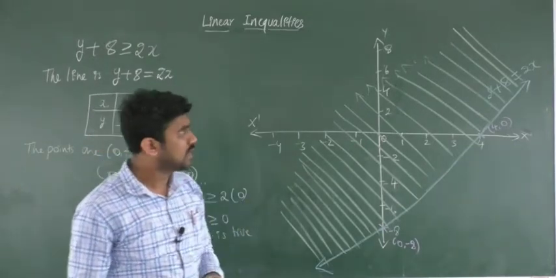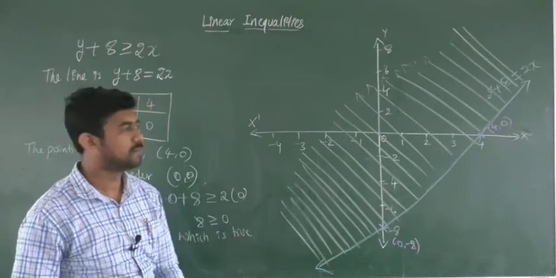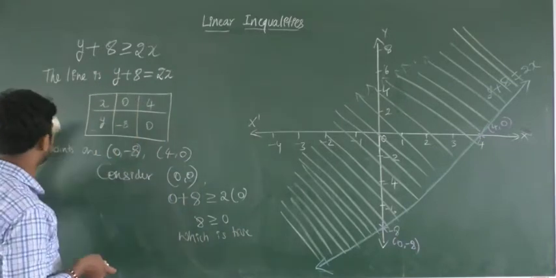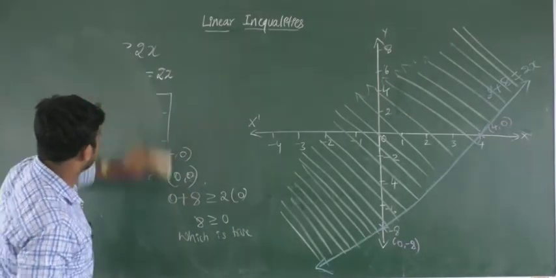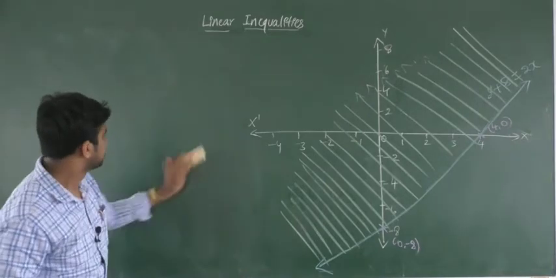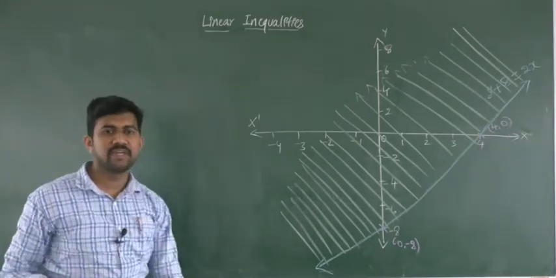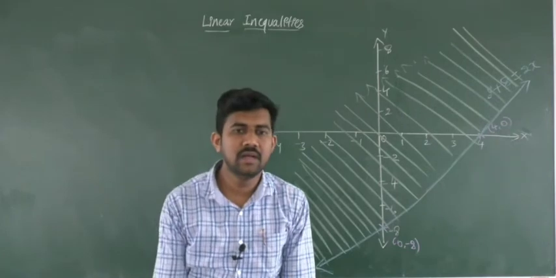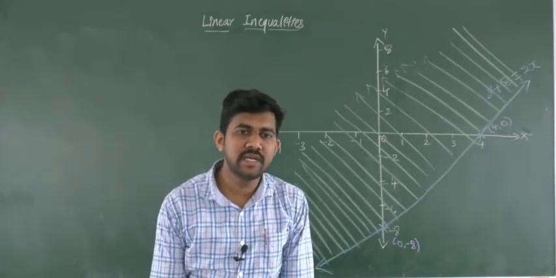So now we'll see the next question. I hope you understood this. We'll see the next of the same type. See what is given here. The given inequation is 3x plus 2y greater than 6.